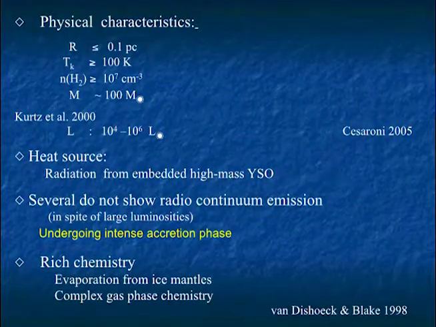The characteristics are the following. They have sizes less than 0.1 parsec, high temperature, higher than 100 K, very high densities, greater than 10^7 particles per cc, masses of typically 100 solar masses, and large luminosities. The heat source is radiation from embedded high mass giant stellar objects.